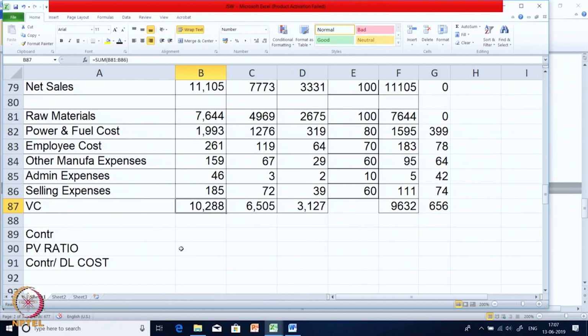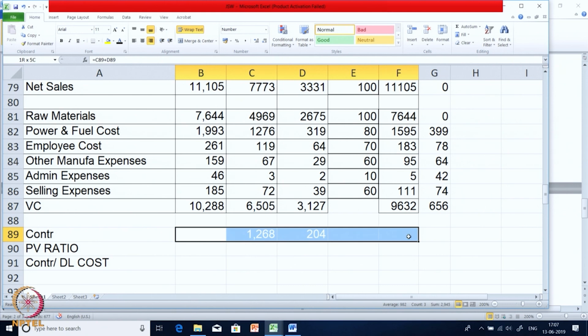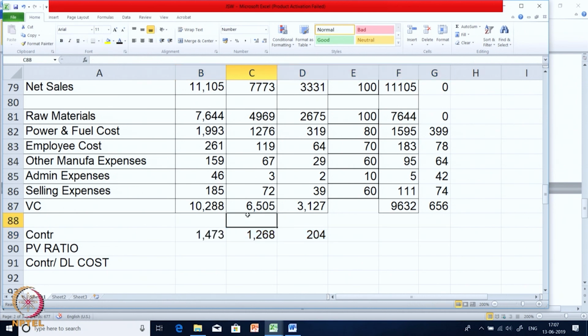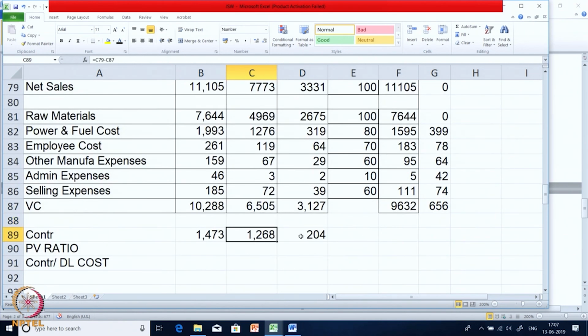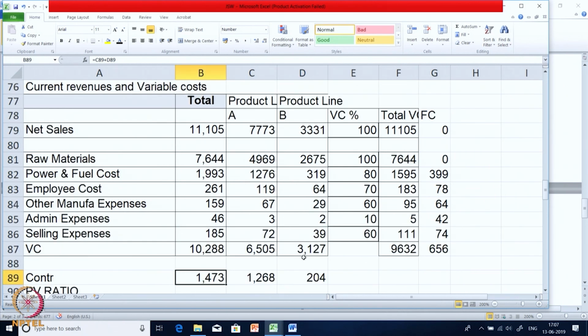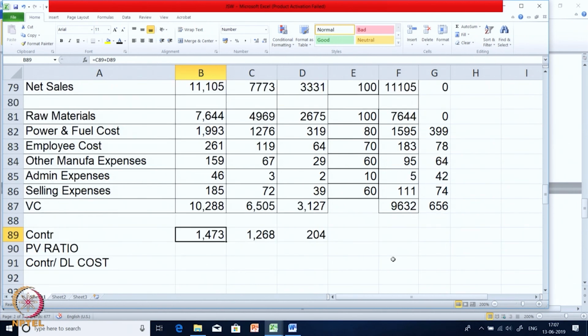Now using this data compute the contribution, because for most of the decision making contribution calculation is anyway required. So we will compute the contribution. For A is 1268, for B 204, total for the company is 1473. Getting it? We have to take certain decisions on product mix, which product to focus on and so on. For that this is useful.